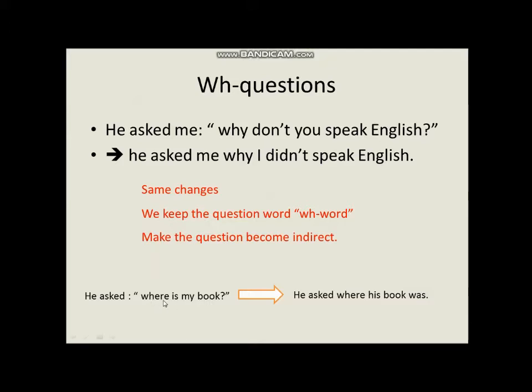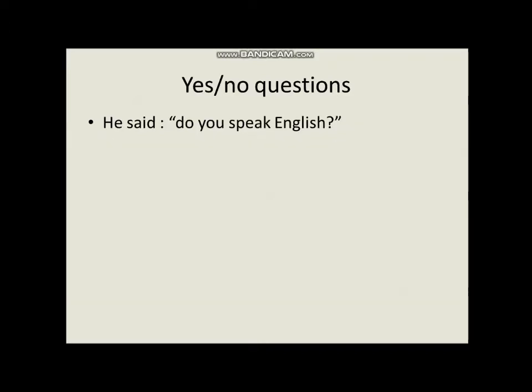And of course we keep the WH word. It is very easy. So this is all about WH questions. So it's same changes, just remember to keep the WH word and the question to be indirect. So let's move on to yes no questions.